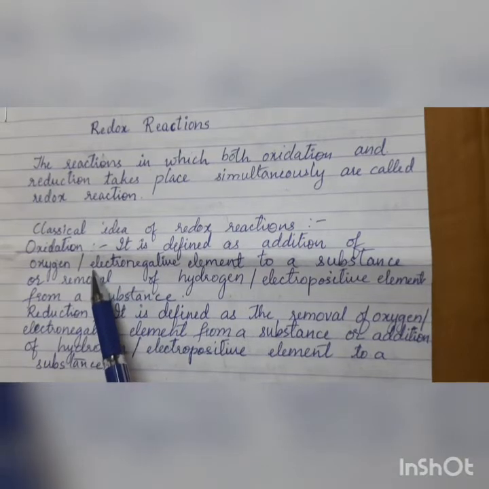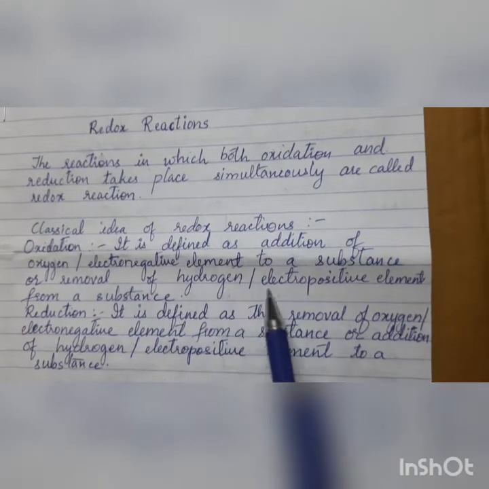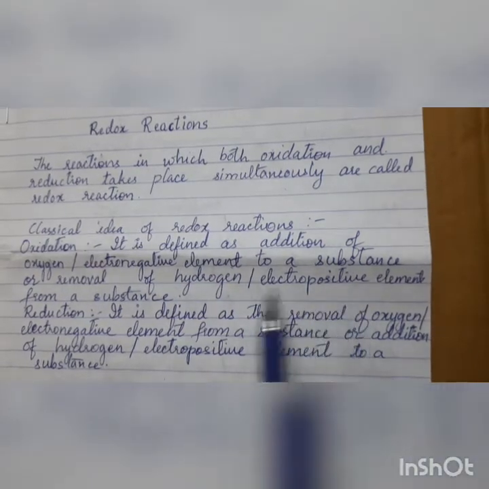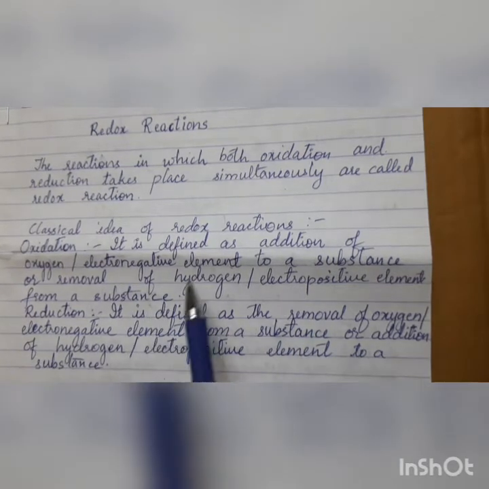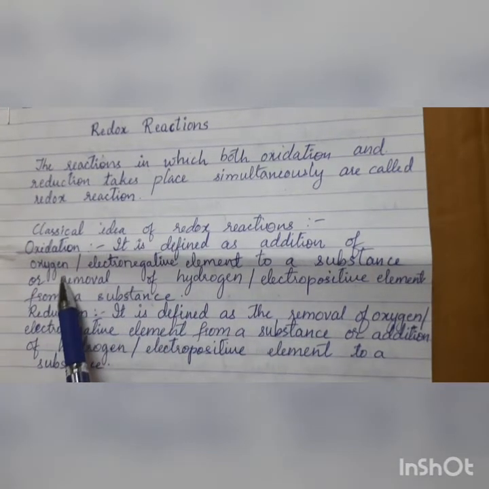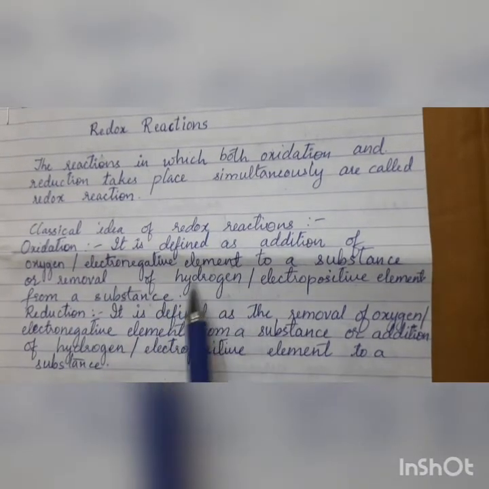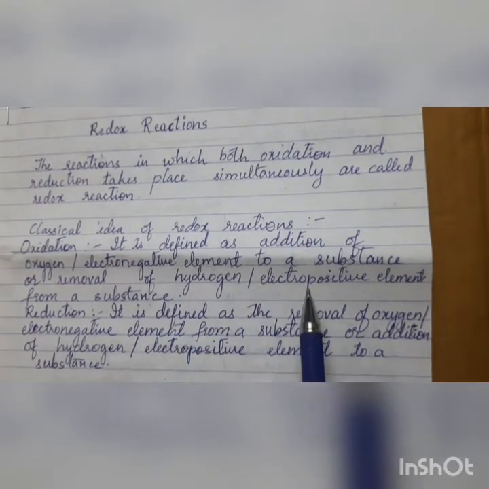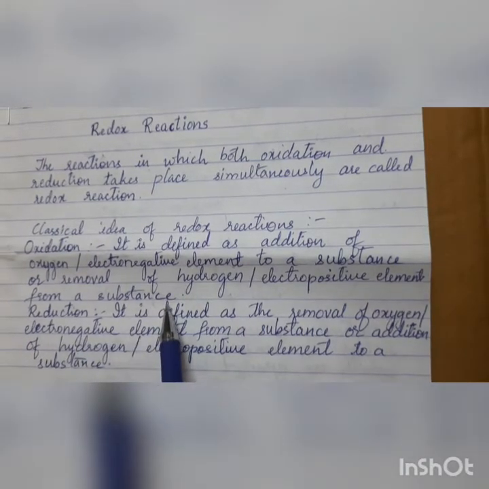So addition of oxygen or any electronegative element to a substance, or equally if you are removing hydrogen or an electropositive element from a substance, then also we call it oxidation. So remember, oxidation means either addition of oxygen or an electronegative element, or removal of hydrogen or an electropositive element from a substance.